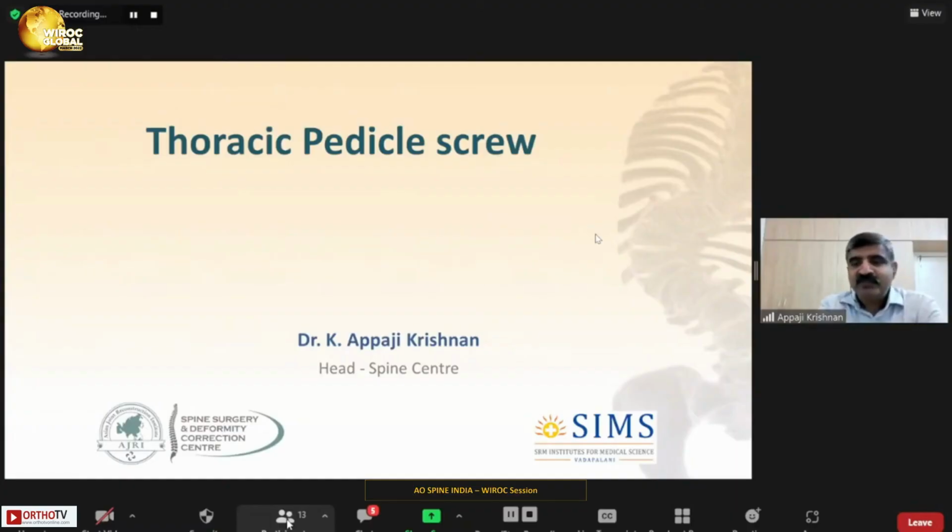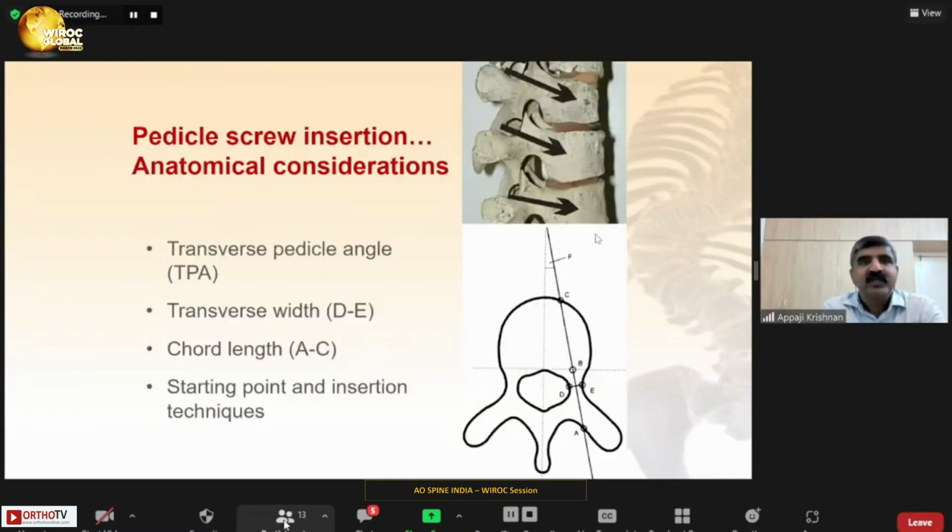Thoracic pedicle screw insertion is important because there is slightly different anatomy. Second, you are working around the cord. Third, there are very important structures anterior and lateral to the pedicle also. Unlike in the lumbar spine, where lateral penetration is not a big issue, here you may injure some vital organs. So the most important issue in thoracic pedicle screw is the anatomical consideration.